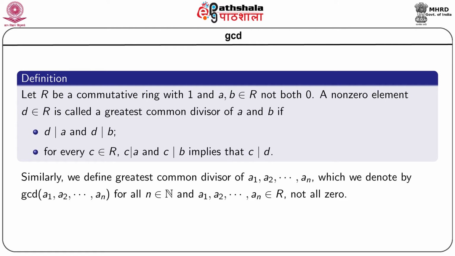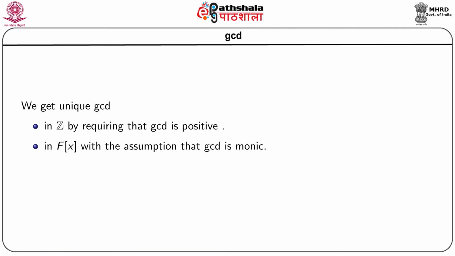Similarly, we define the greatest common divisor of any n elements A1, A2, ..., An, if not all are 0, and we denote this GCD by GCD of A1, A2, ..., An. The most important fact to note here is that we get a unique GCD in Z by requiring that the GCD is positive, and we get a unique GCD in F[x] with the assumption that the GCD is monic. But in an arbitrary commutative ring with 1, there is no notion of positiveness. At the same time, since in general an element of a commutative ring with 1 may not be a polynomial, there is no question of being monic.